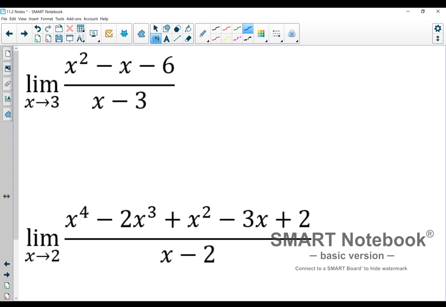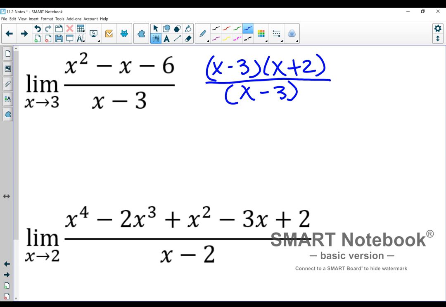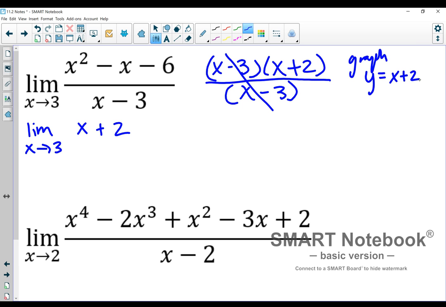So let's go ahead and factor our numerator. And it turns out that numerator and denominator have a factor of x minus 3. So we can cancel or just divide that out. And we end up with the limit as x goes to 3 of the simplified function, which is x plus 2. So this means if I'm graphing, just trying to connect it with what we did yesterday, we'd have a graph of y equals x plus 2, but we'd have a hole at 3.